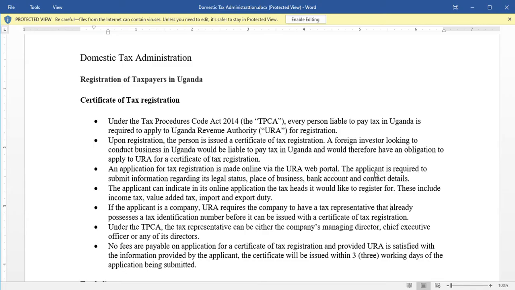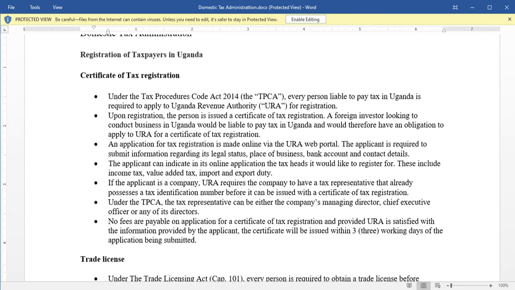The applicant is required to submit the information regarding its legal status, place of business, bank account, and then contact details. So it's carried out online via the URA web portal. Then the applicant can indicate in its online application the tax heads it would like to register for. What are you registering for? Is it VAT? Is it income tax? Is it import or export duty? You have to include the tax that you're registering for.